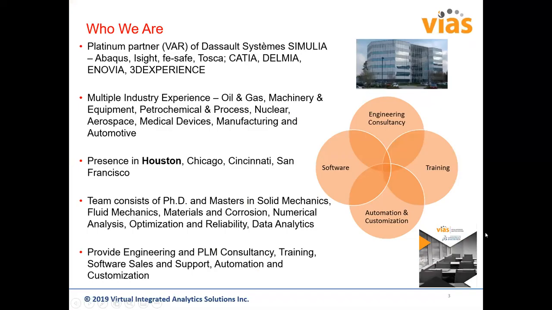All right, I'll just give a brief introduction of VIAS. Basically, we are a platinum partner of Dassault Systemes Simulia. So we handle Simulia brand software like Abaqus, Isight, fe-safe, Tosca, and also other brands of Dassault Systemes like CATIA, Delmia, ENOVIA, and 3DEXPERIENCE. We are basically a reseller, and we also give support and training in these software. We have multiple industry experience spanning oil and gas, machinery and equipment, petrochemical process, nuclear, aerospace, medical devices, manufacturing, automotive.